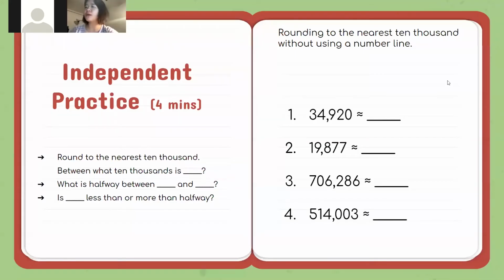Okay, so we need to round to the nearest 10,000 without using a number line. So our first number is 34,920. So when we round to the nearest 10,000, between what two 10,000s is 34,920? It will be 30,000 and 40,000. Or you can say 3 10,000 and 4 10,000. And what is the halfway between 30,000 and 40,000? The answer is 35,000.